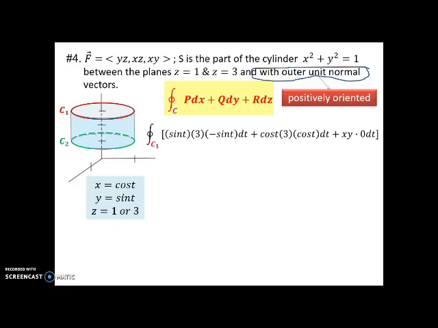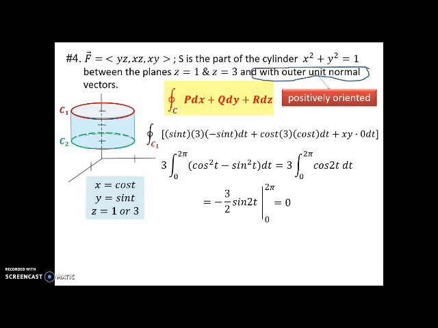So bring the 3 out front, and we get cosine squared t minus sine squared t, which is an identity. Yay! So that's easy to integrate. From 0 to 2 pi, that's going to be 0. Now we'll get the same result of 0 from integrating along C2, because the only thing it changes is the 3 becomes a 1. So that's going to be 0 also. So the answer is 0. 0 plus 0 equals 0.